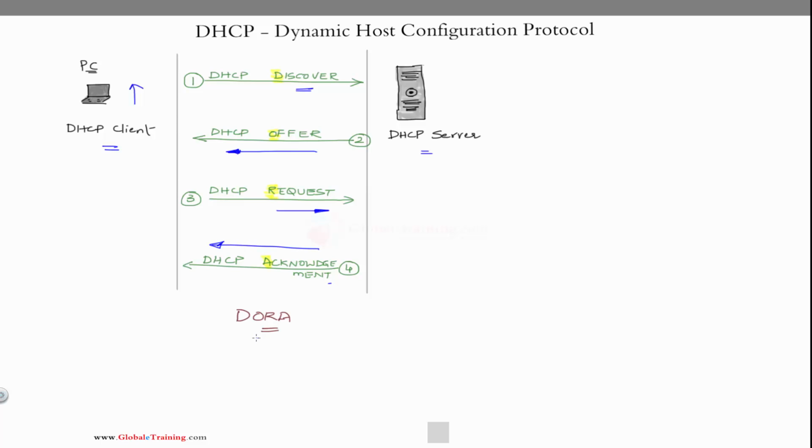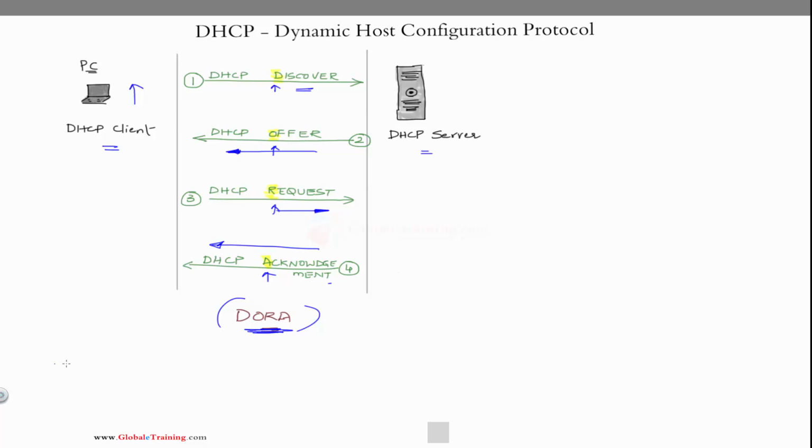And this is the actual process and terminology that is used, and the easiest way to remember is by the word DORA. DORA, the cartoon character for the kids. It's easy to remember. D stands for discovery, O stands for offer, R stands for request, and A stands for acknowledgement. And don't ask me why these were named this way. I still get confused. I try to remember this word DORA.